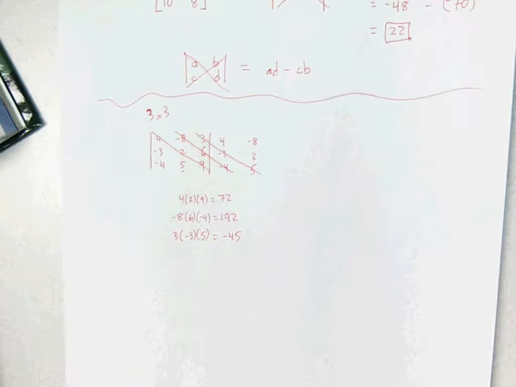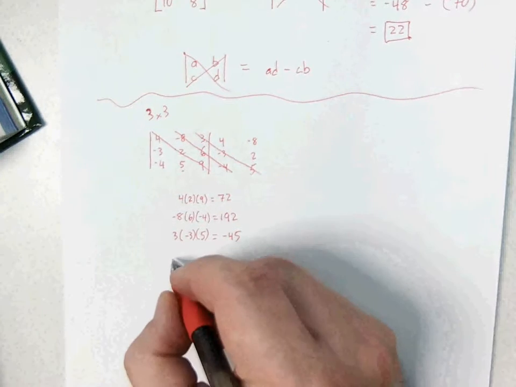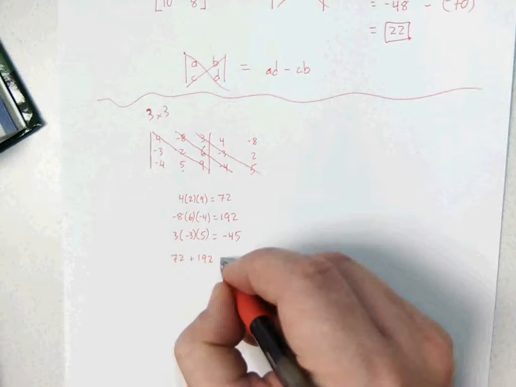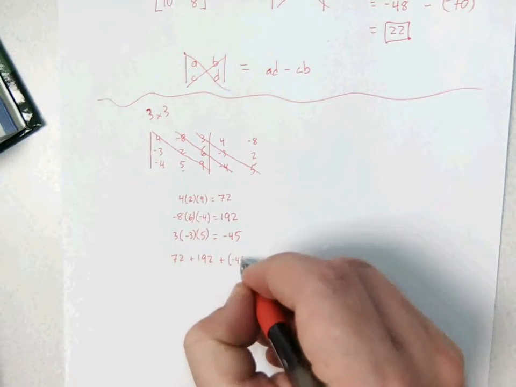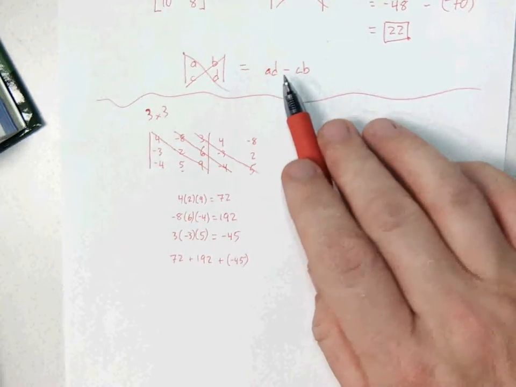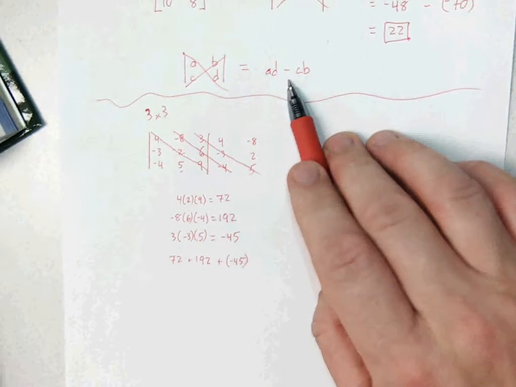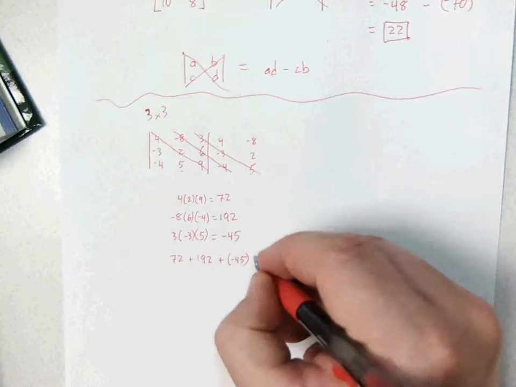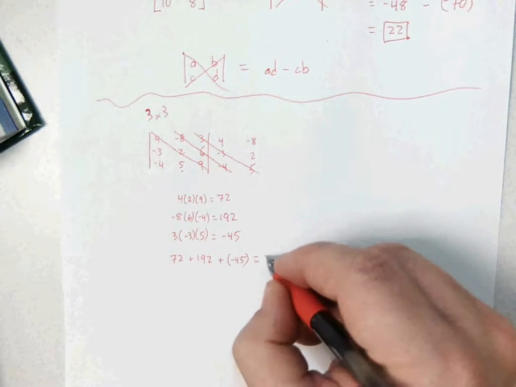Now I would go ahead and find the sum of those products. In the formula up above, we had to do a subtraction. That's still coming. I still have to subtract, but that's not there yet. Add the 3 products together, and we get a total of 219.